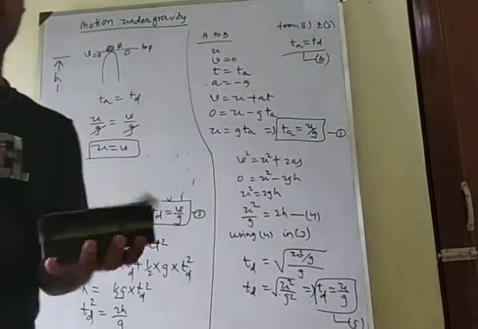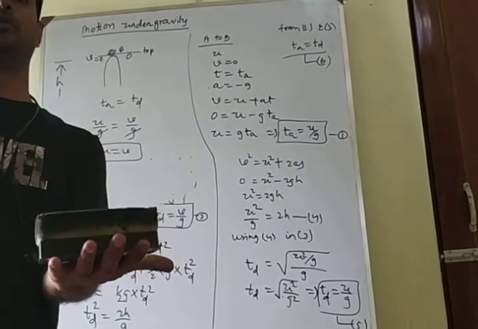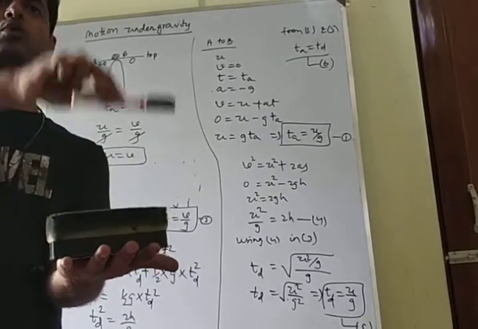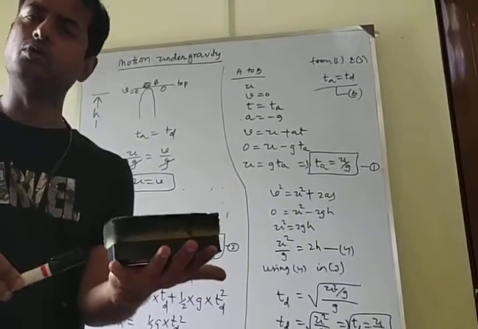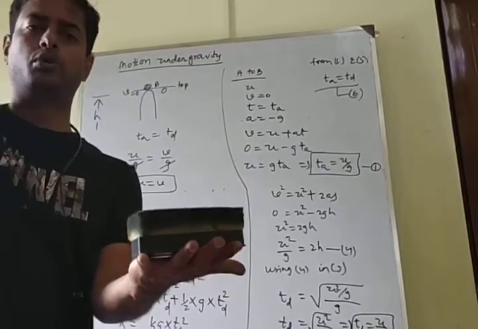So remember this concept. Whenever I am throwing a ball from ground to the top with some velocity, suppose I am throwing a ball with a speed u from the ground, it will hit the ground with the same speed u, and the time of ascent of the ball equals the time of descent.